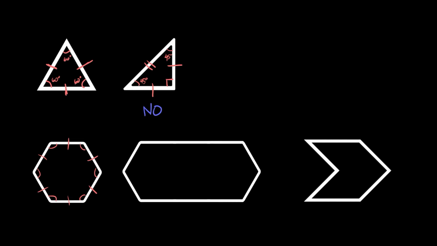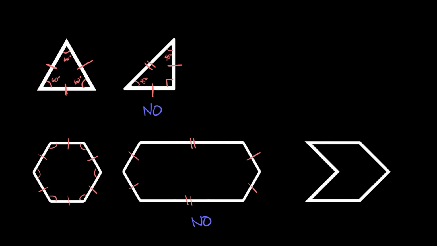What about this hexagon over here? So you can see we have, right, 1, 2, 3, 4, 5, 6 sides still. So is this a regular polygon? No, because all the sides are not the same length.